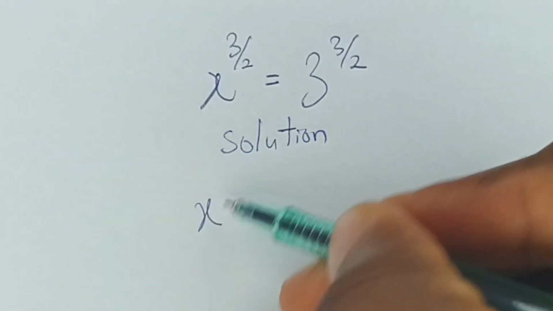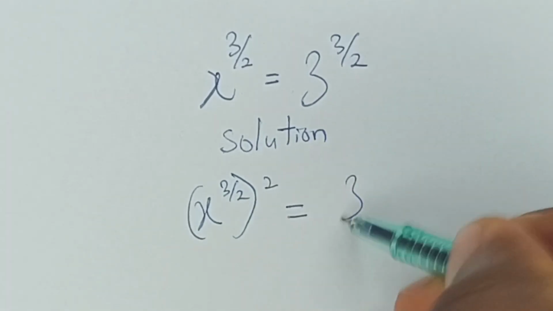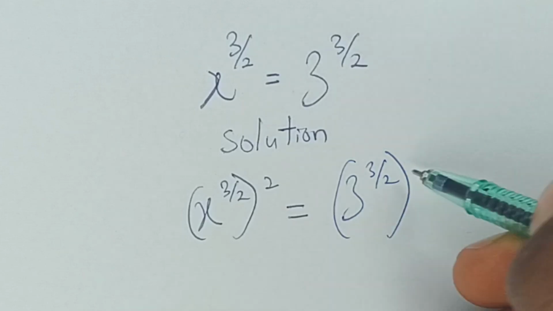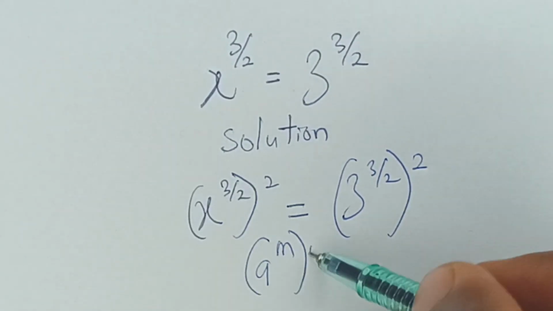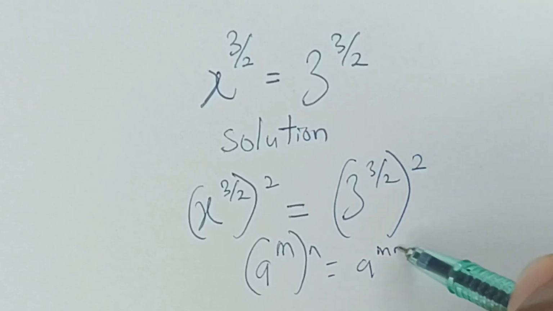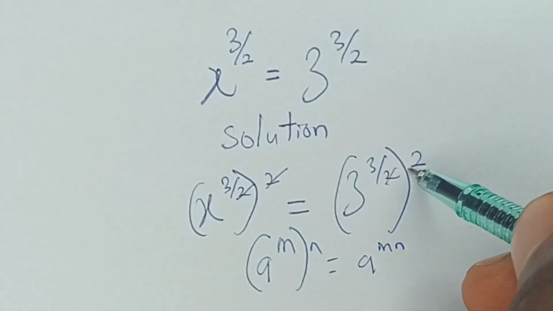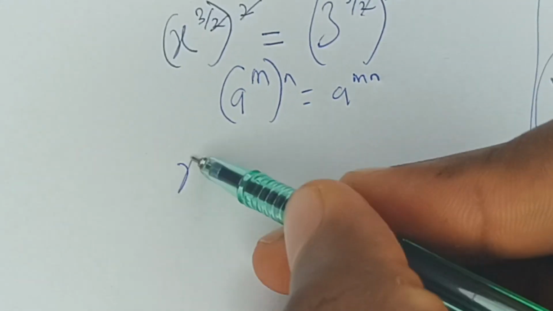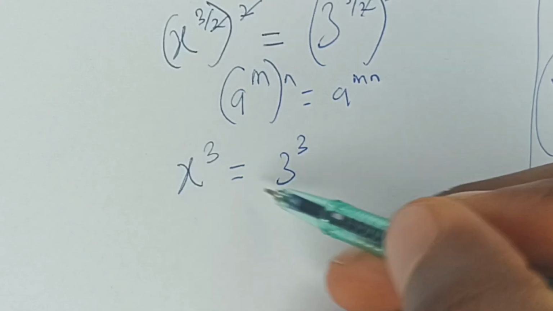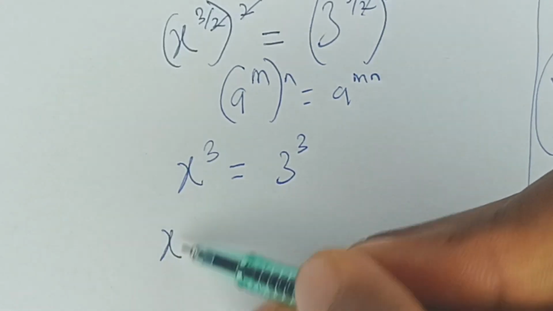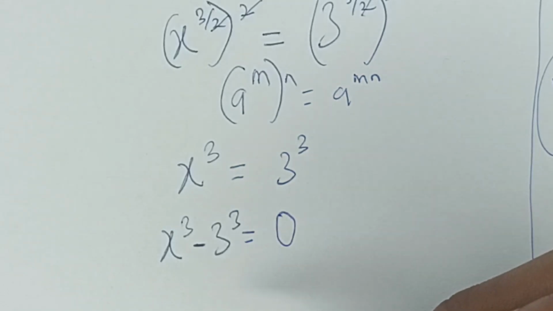So we have x raised to power 3 over 2, all raised to power 2, to be equal to 3 raised to power 3 over 2, all raised to power 2. Now remember that a raised to power m, all raised to power n, is equal to a raised to power m times n. Hence, this 2 will take this 2, and this 2 will take this 2. So we have x cubed to be equal to 3 cubed. Now, rewriting this, we have x cubed minus 3 cubed to be equal to 0.